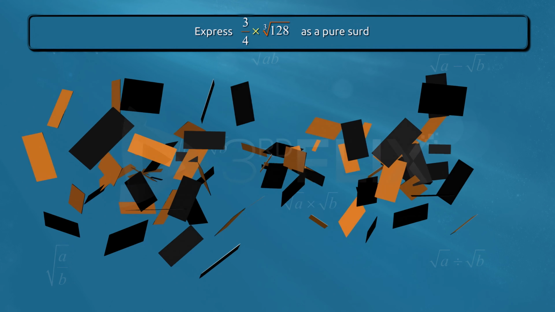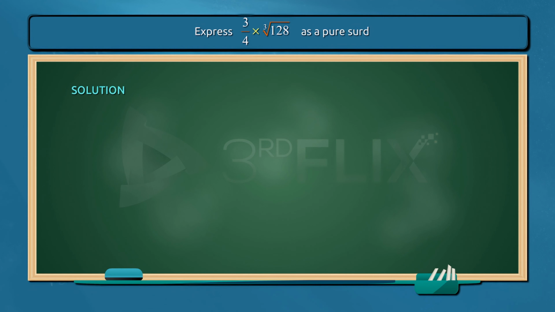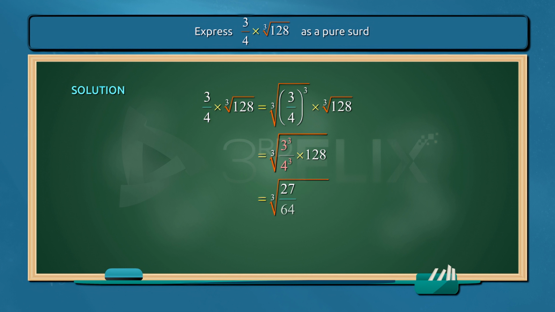Illustration. Express 3 by 4 into cube root of 128 as a pure surd. Solution. 3 by 4 into cube root of 128 equals cube root of 3 cubed by 4 cubed into 128 equals cube root of 27 by 64 into 128 equals cube root of 54.